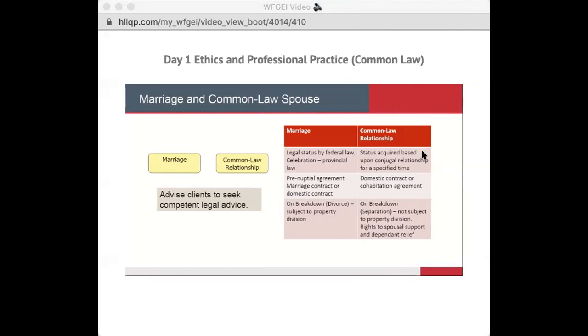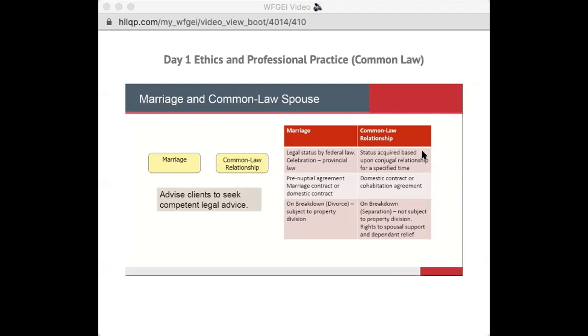So basically, like I said, marriage is serious business. And what happens in a marital breakdown, of course, will be subject to property division. And the property division will be very much according to the province that you happen to be in. So that's why we always advise clients to seek competent legal advice. This is very serious stuff.